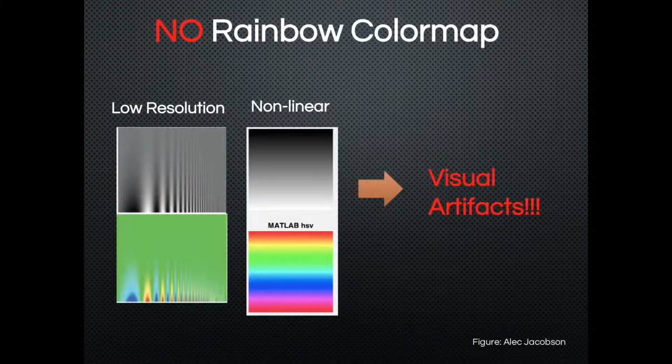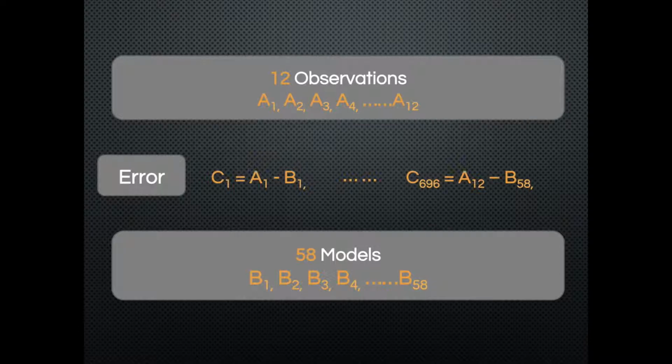People love rainbow color maps because who doesn't like rainbows? They are attractive, they are just beautiful. However, it hurts your science because rainbow color maps have low resolution, so they can't display the details in your data. And it's not linear, so it shows features that don't exist in your data at all. So it just hurts.